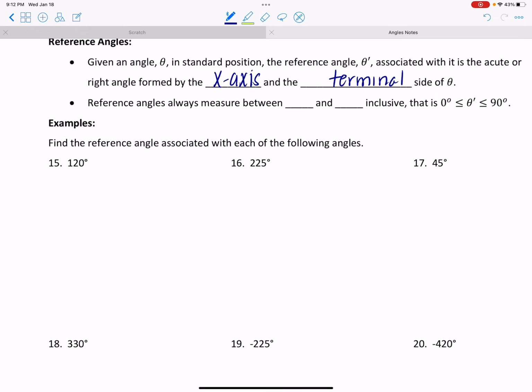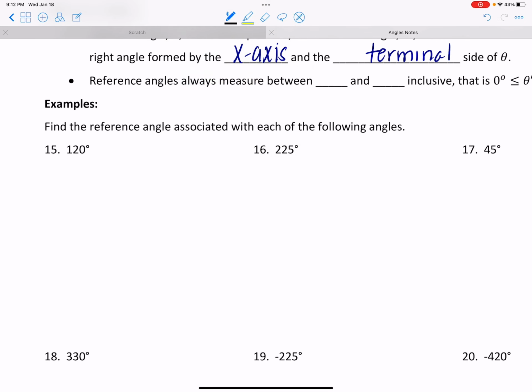So let me try to show you what I mean here. If I was to sketch out a 120 degree angle, I know that I'm going to start here and I'm going to rotate 90 and then not quite to 180, so I'm going to land something like here. Okay, so this is what my 120 angle approximately would look like. So let's say that theta is 120 degrees. The reference angle is the acute or right angle that is going to be formed by the terminal side, so that's this side here, and the x-axis.